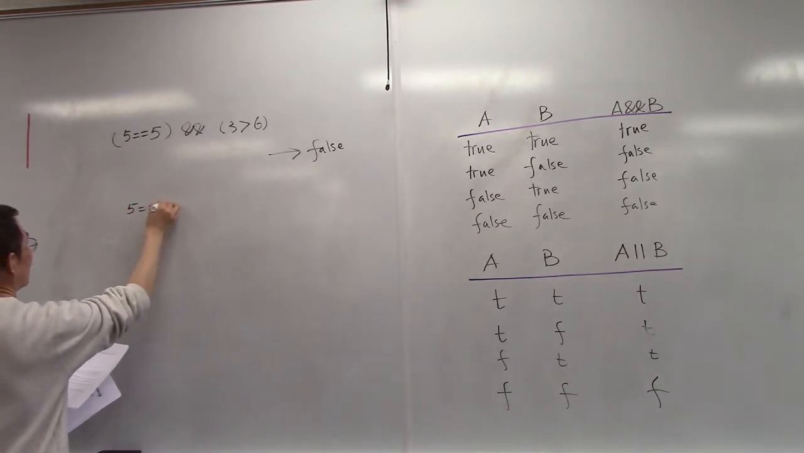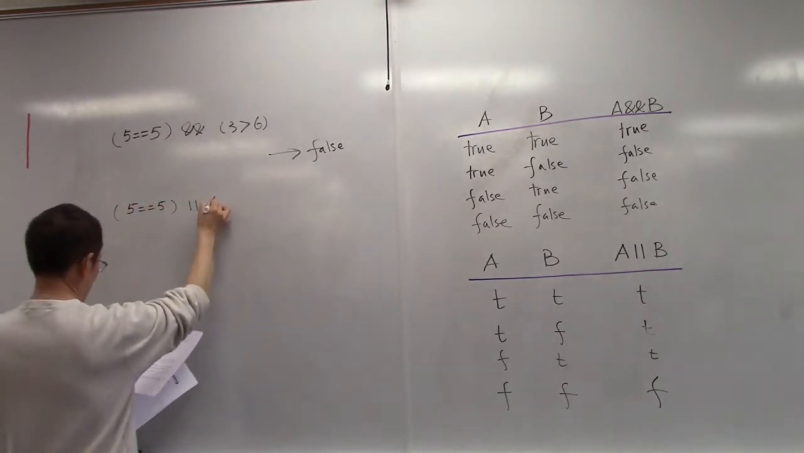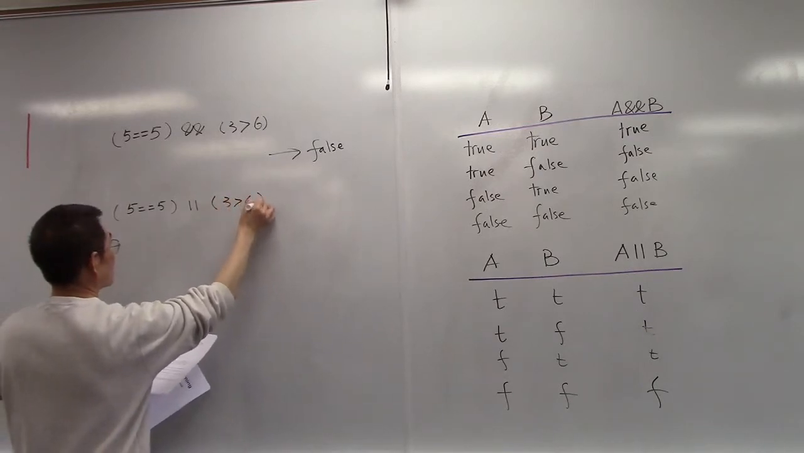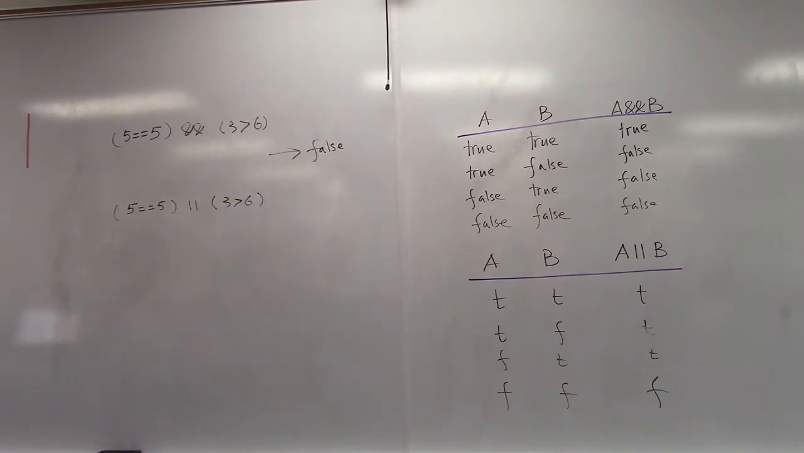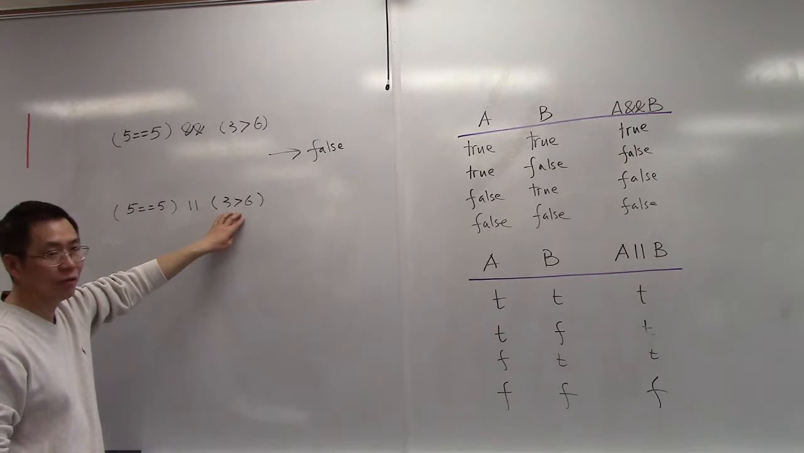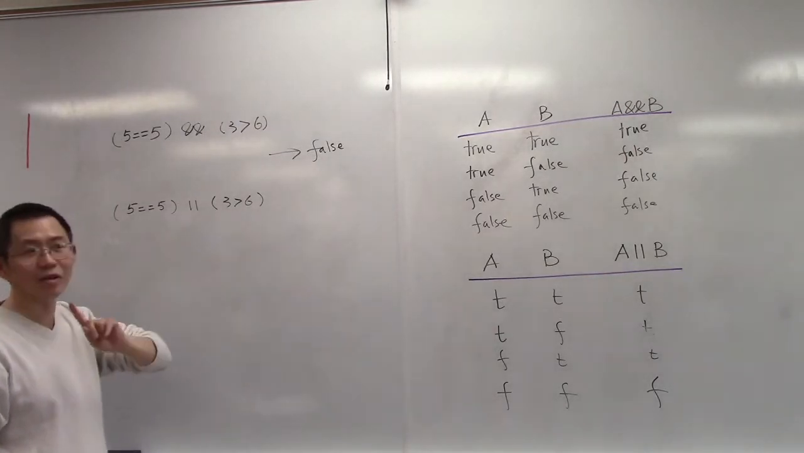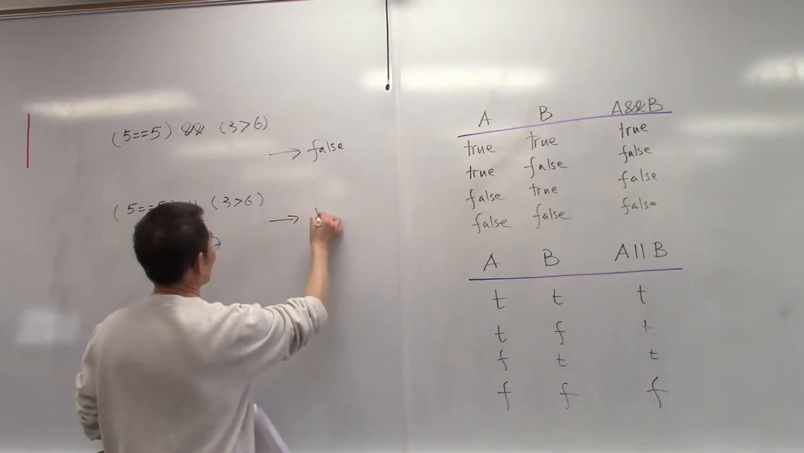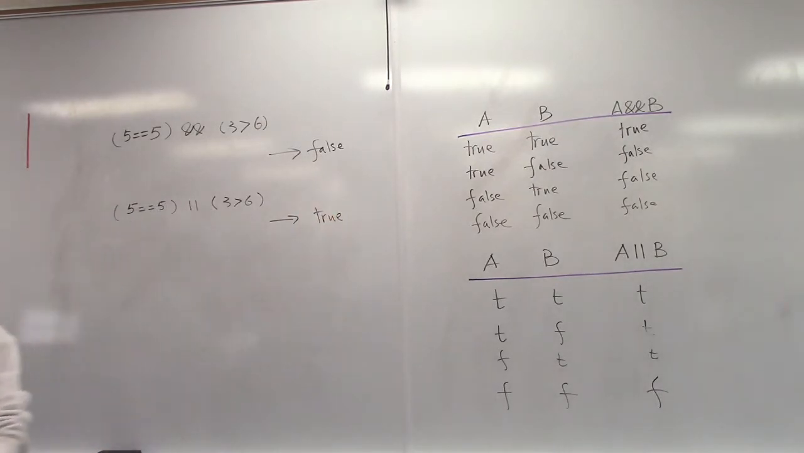5 equal 5, or 3 larger than 6. What is the value this time of this whole expression? It's true, right? Why? Because this is true. Although this is false, one is true. OR means as long as one is true, it's true. So this is true. Very good. Now with that you can combine as long as you want. But sometimes you don't want to overdo it. If it's a long expression, you want to judge one by one and assign it to another variable and use.